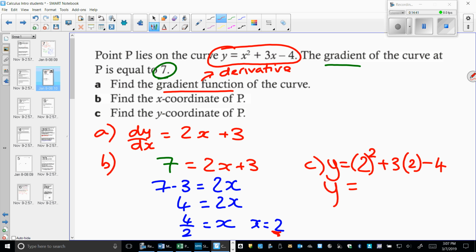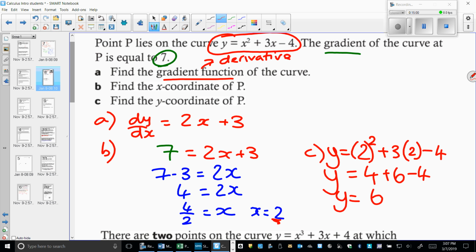Let's just all work it together. So 2 squared is 4. 3 lots of 2 is 6. Take away 4 is 6. Lovely job. Okay, can we go back all the way to the first part?